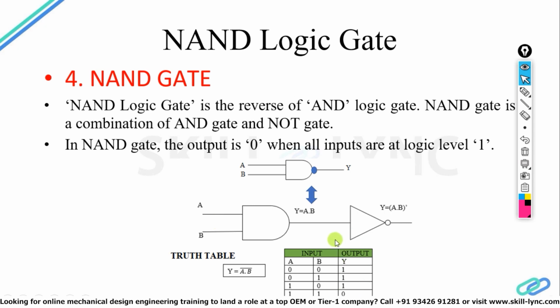How is this output achieved? Just put the values in this expression, (A into B) whole bar. So 0 into 0 is 0, with complemented form, 0 complement equals 1, that's why it is written 1. So this is how the NAND output is achieved.